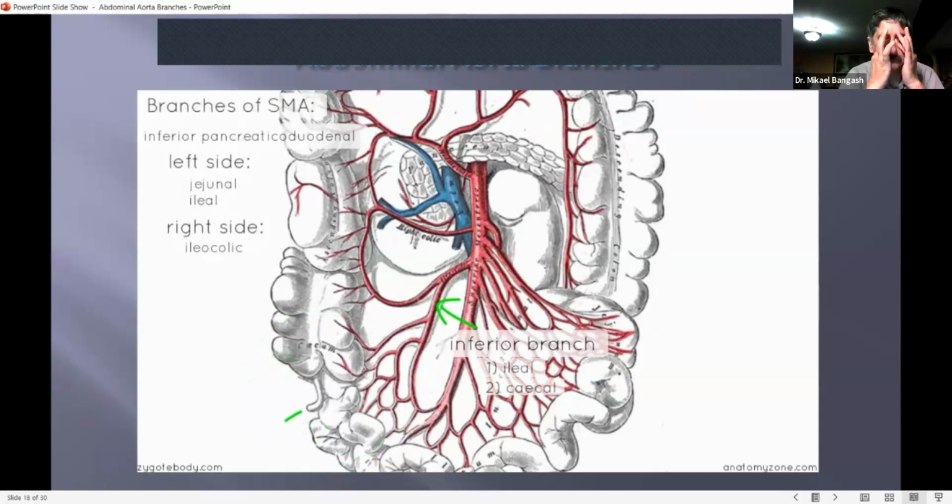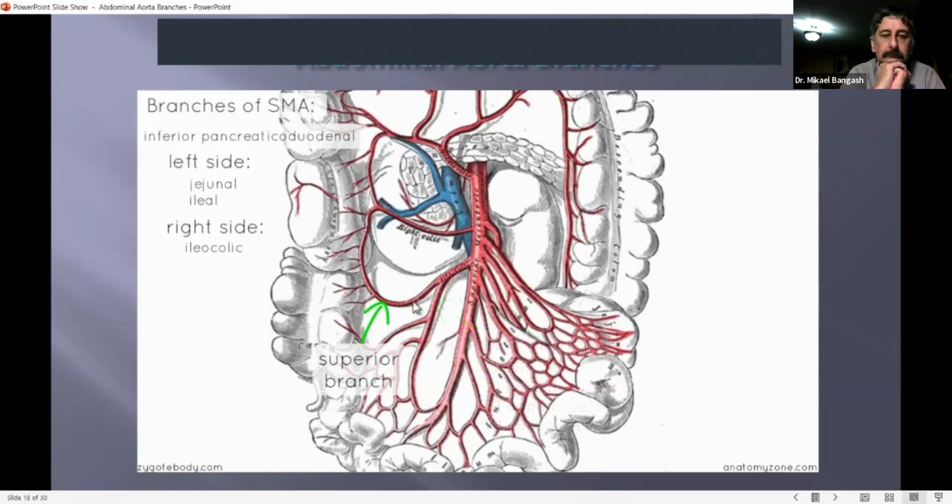And you've got the appendix, which comes off here, so you've got the appendicular branch. And you've got the start of the ascending colon, so you've got a colic branch. So the ileocolic artery has a superior branch which ascends and supplies the ascending colon, but the inferior branch has 4 branches which supply the distal ileum, the cecum, the appendix, and the proximal ascending colon.